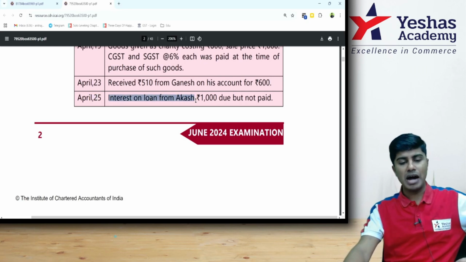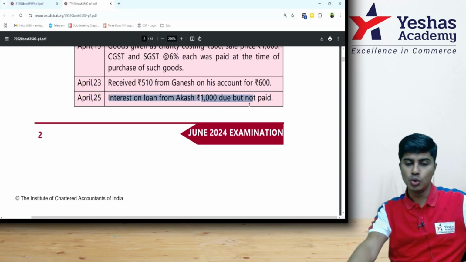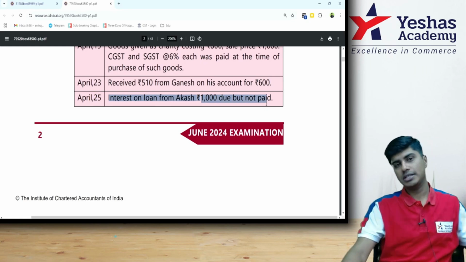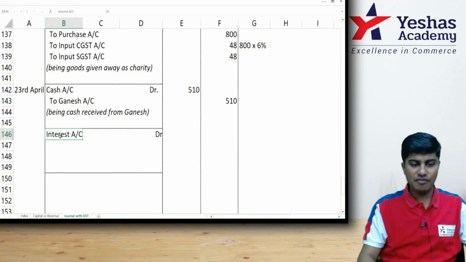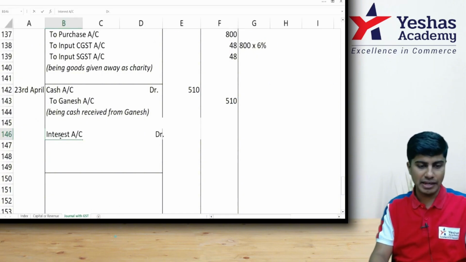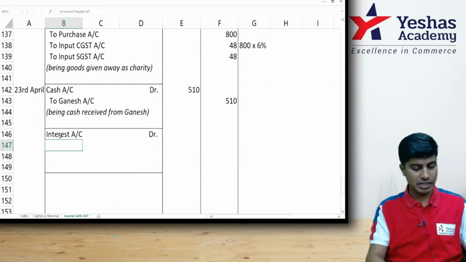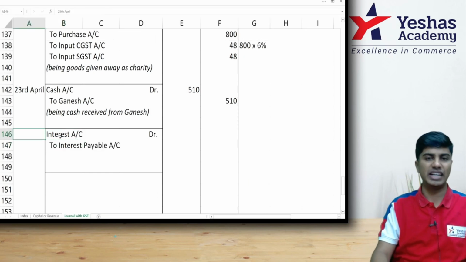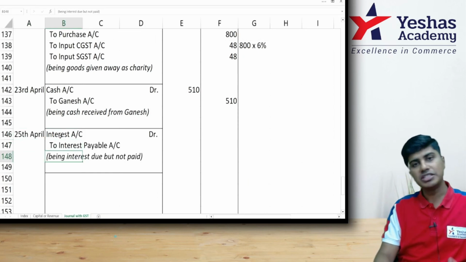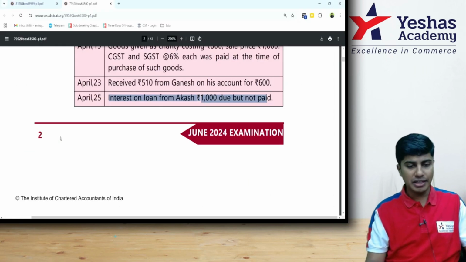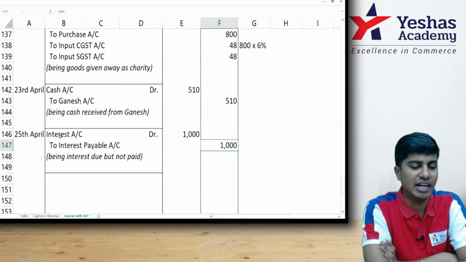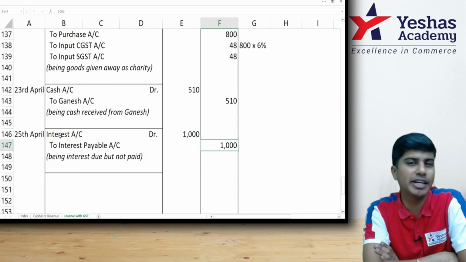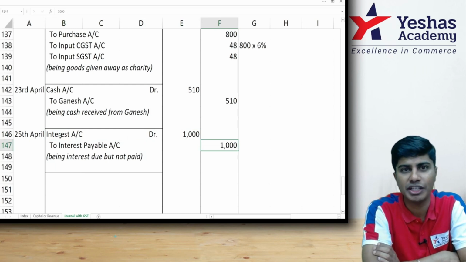Interest on loan from Akash, rupees 1000, is due, but it is not paid. Oops. It is an expense, interest. I would debit it. If I had paid, I would have credited my bank account. Because I did not pay this interest, I will credit it to outstanding interest or interest payable account, which is a liability to me. This liability is to the extent of 1000. I repeat, if I had paid this interest, the entry would have been interest to cash. Because I did not pay, the entry is interest to interest payable.